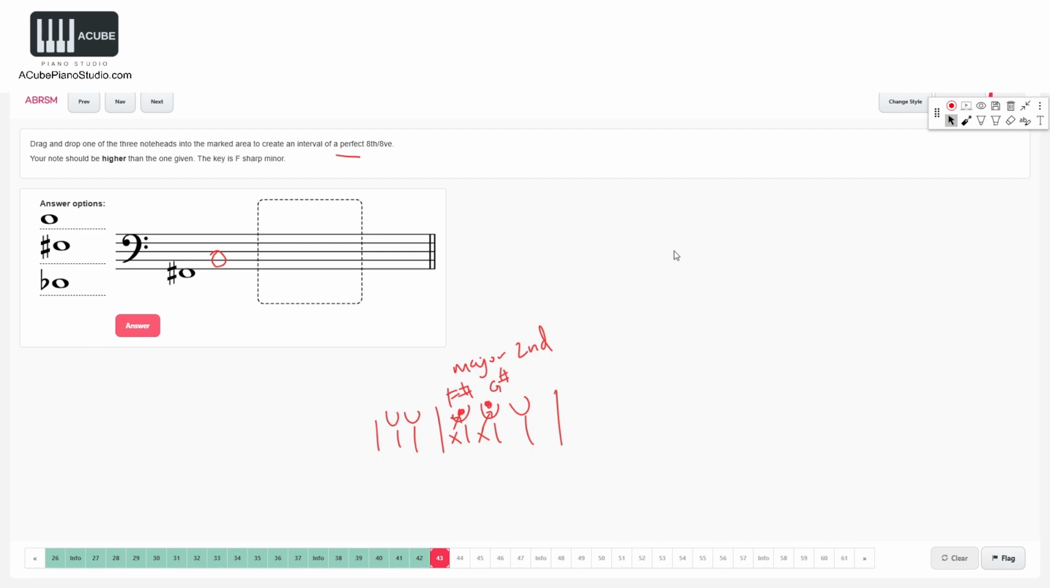Okay, last one. I want a perfect 8th. Perfect 8th basically just copies the same note but one octave higher. This is F sharp. So perfect 8th will be F sharp that is one octave higher.